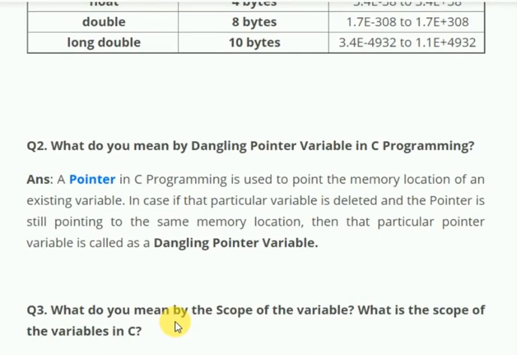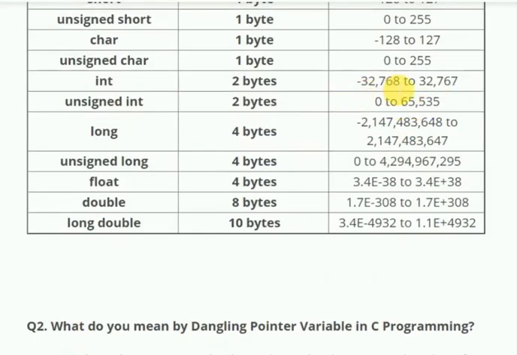In unsigned int you don't have negative values, you only have positive values, so the range is doubled. Here 32767 into 2 is equal to 65535.